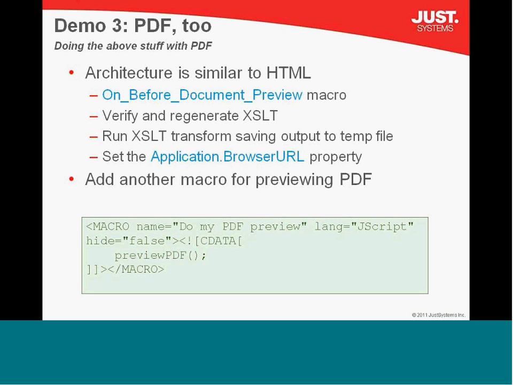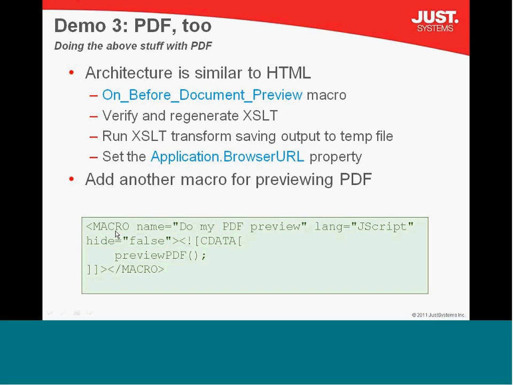We're basically going to re-implement the same things that we did with HTML just now, except we're going to do it with PDF. The architecture is very similar at a high-level view to the way HTML works. The code is in the very same macro in multiple output MCR, the macro on before document preview, and it does the same thing. It generates the XSLT if necessary. It runs the XSLT transform to produce a temp file, and it tells XMetaL the name of that temp file so that when XMetaL loads the browser, it knows what page to browse to.